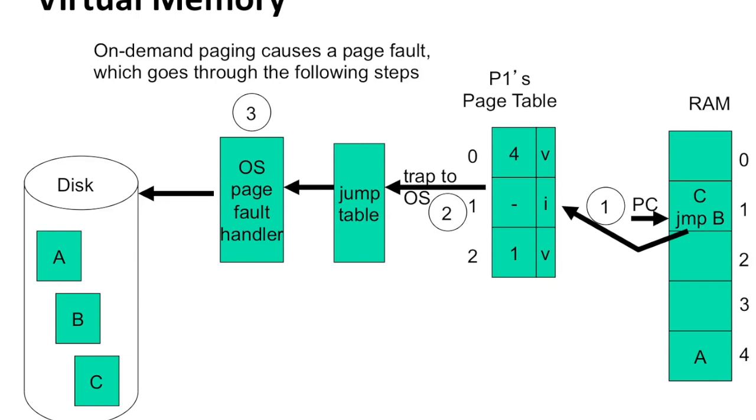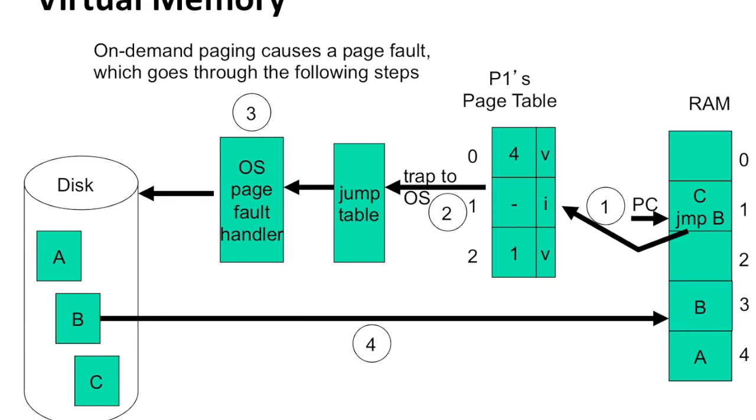That page fault handler is going to go out to disk and get page B for us. It found frame 3 was empty, so it's going to put B there. Then we're going to update the table, and then we can start running again and do the jump into B.